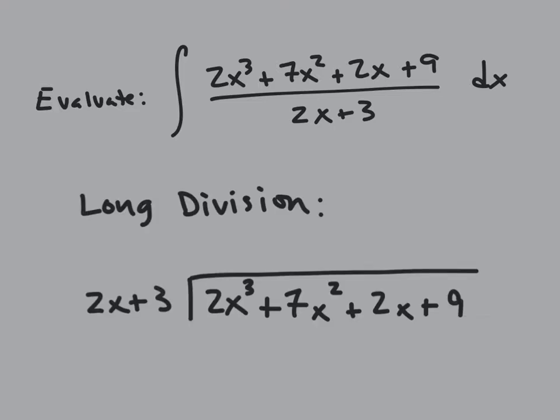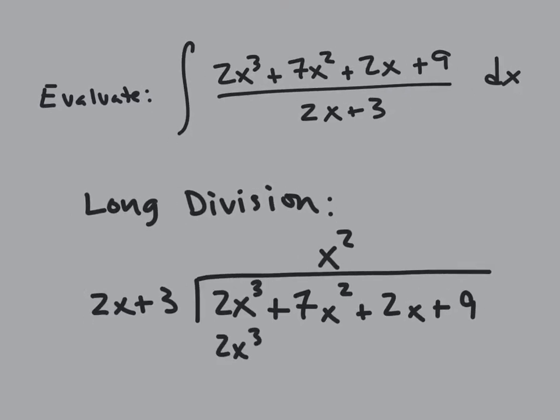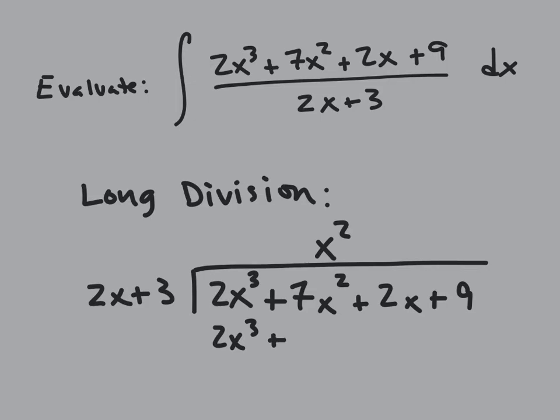And so from here, if I set up long division, the only way for me to simplify this is by using long division. And so let's do that. So 2x times what is going to give us 2x cubed? That's going to give me x squared. All right, I'm going to take x squared and multiply it by my divisor. So x squared times 2x is 2x cubed. x squared times 3 is positive 3x squared.